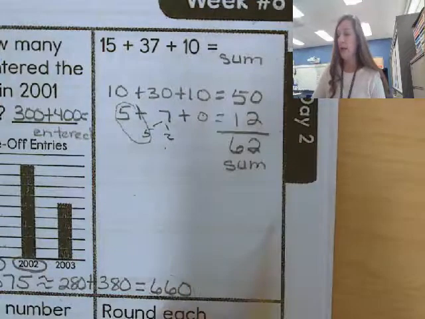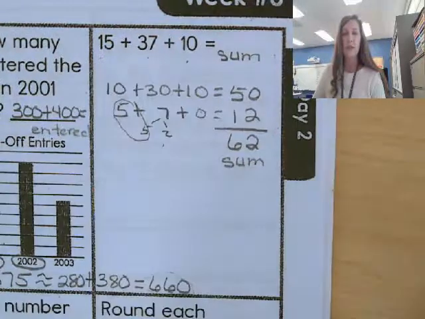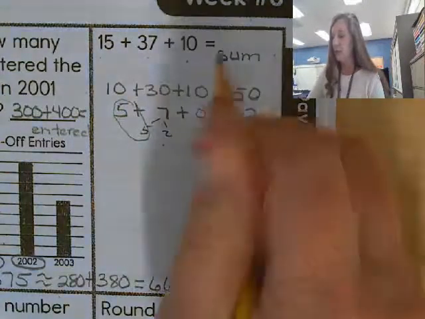So here I have three parts to add together. Most of the time we just add two addends, but today there are three addends that we had to add up together to come up with our sum.